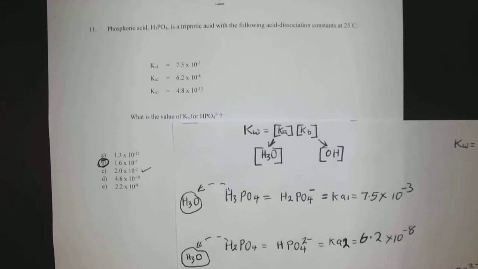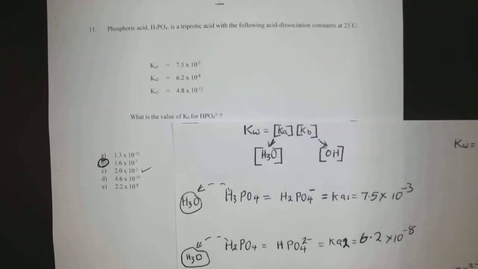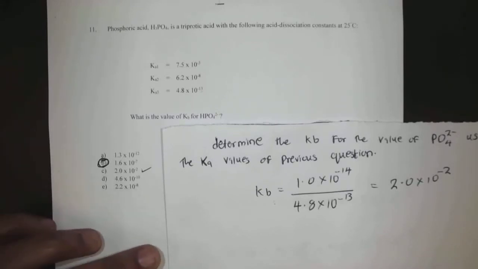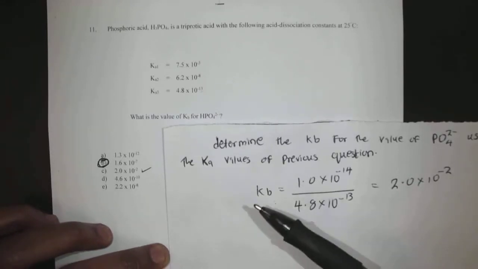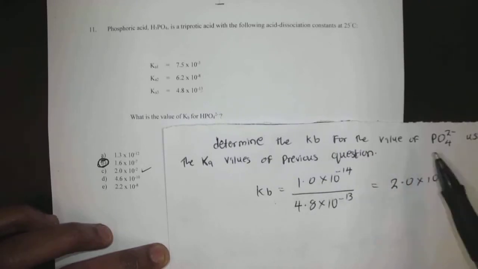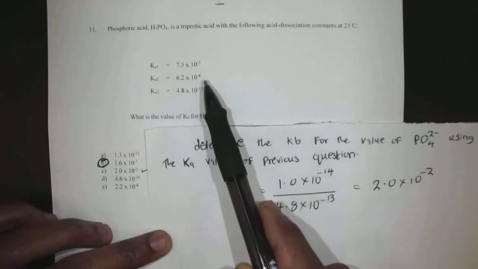As one of my chemistry instructors always says, answer the question that was given or was asked, because far too often students use the wrong Ka values when solving for Kb. Another way in which this question could have been presented was to determine the Kb value for PO4 using the Ka value of the previous questions.